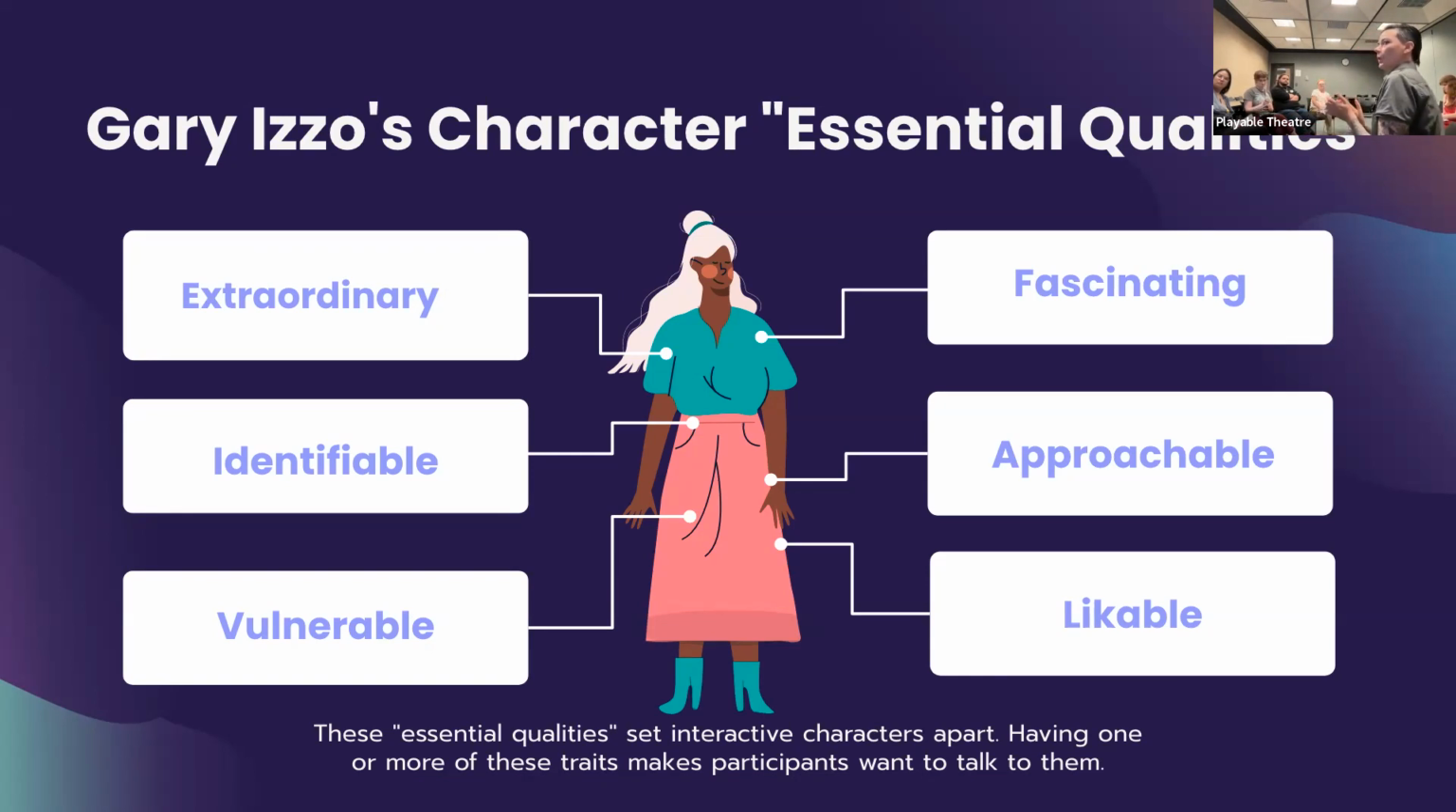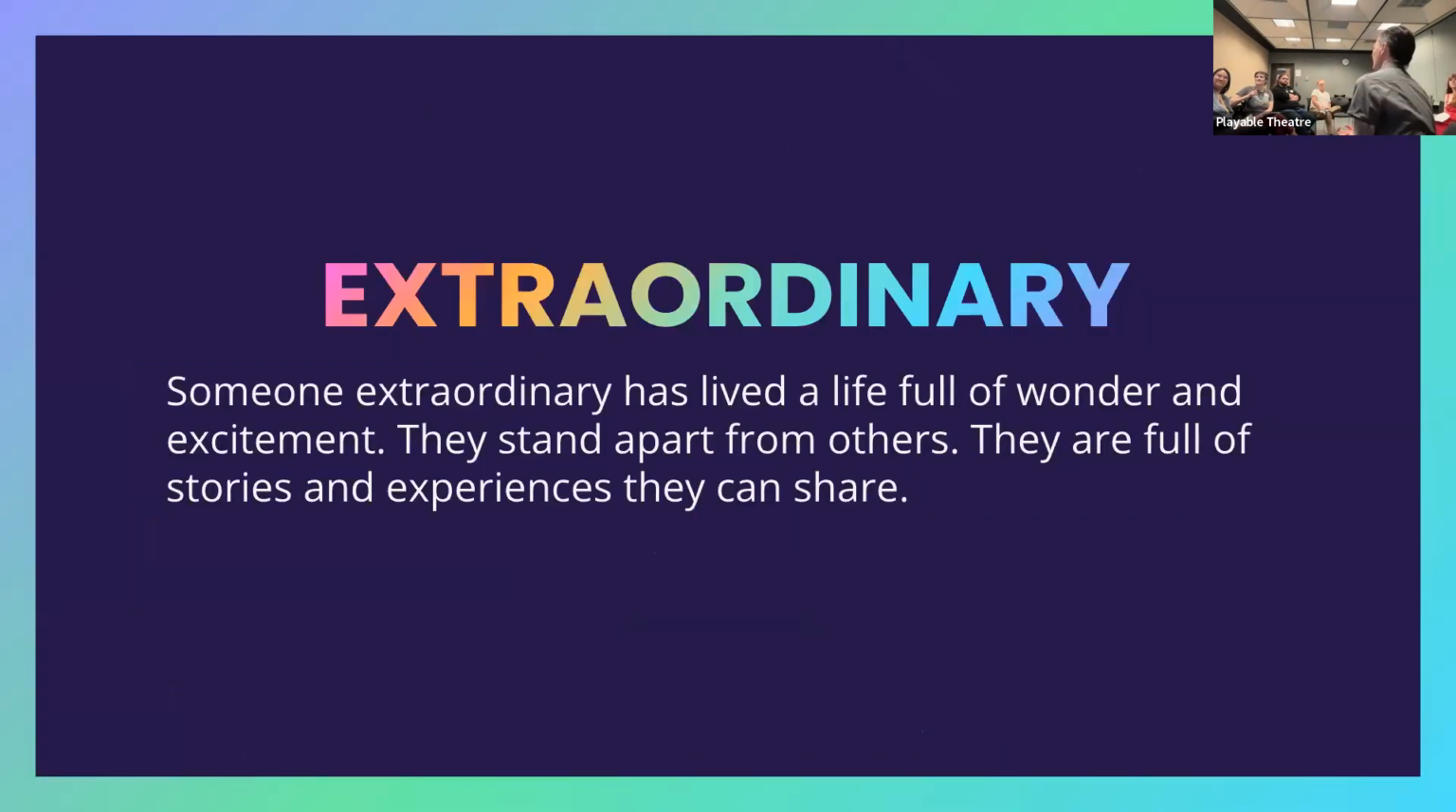These are essential qualities that interactive characters have that other characters, maybe literary characters or play characters, might not have. You don't have to have all of these characteristics, but you need to have at least one of them. So what are these? They're extraordinary, identifiable, vulnerable, fascinating, approachable, likable. What does that mean? Glad you asked.